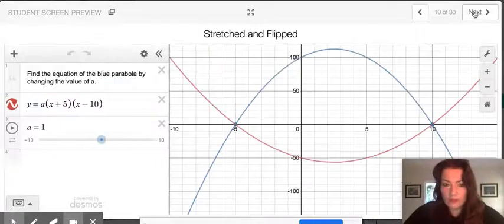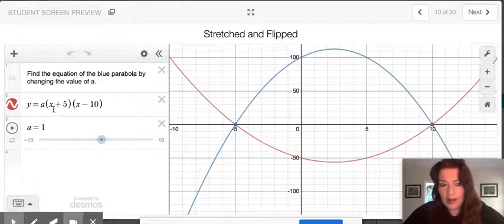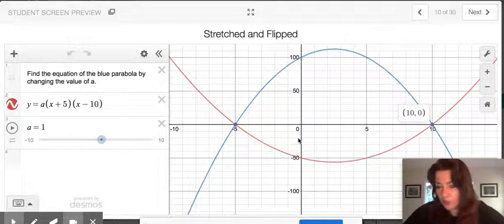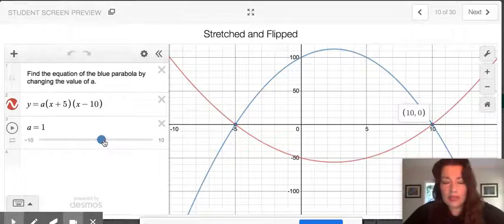Okay. Find the equation of the blue parabola by changing the value of a. All right, so right now, if you can see, I have x plus 5. So the same idea, we're going to have to play around with the a value. Do you guys remember what happens to a graph when it is flipped? Because you could see the red graph is facing up and the blue graph is facing down. So what happens when the graph flips? Well, let's take a look.